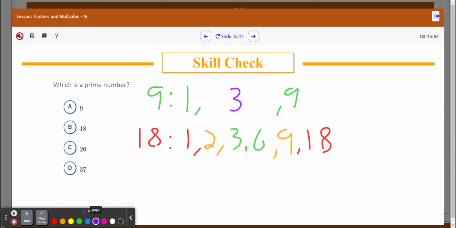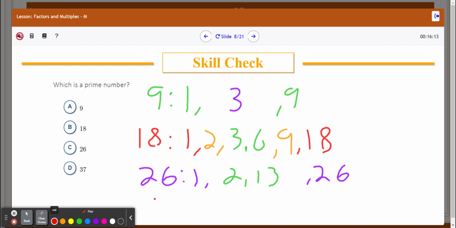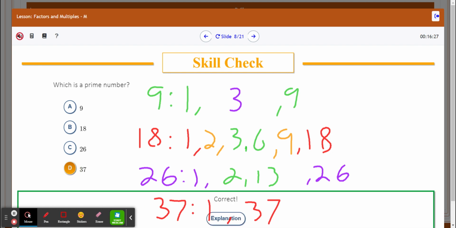Let's look at 26. Well, again, 1 and itself are always factors, 1 and 26. Well, guess what? 2 times 13 is also 26. So 26 has more than 2 factors, so it's not prime. Our answer is 37. The only factors for 37 are 1 and itself, 1 and 37. So if a number, again, only has 2 factors, if the only factors are 1 and itself, then it is a prime number.